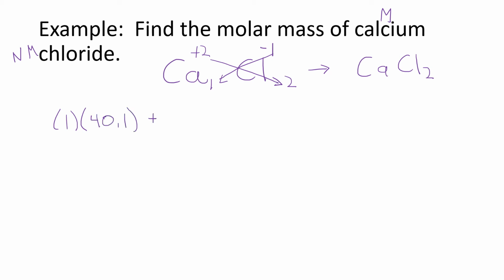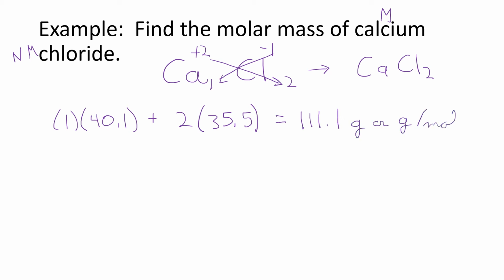And then for chlorine, there are 2 of them. And chlorine, according to the table I'm looking at right now, is 35.453. So rounding that to 1 decimal place would be 35.5. Now I can just run that through my calculator. I'm going to have 40.1 plus 2 times 35.5, and that gives me a mass of 111.1 grams, or grams per mole.